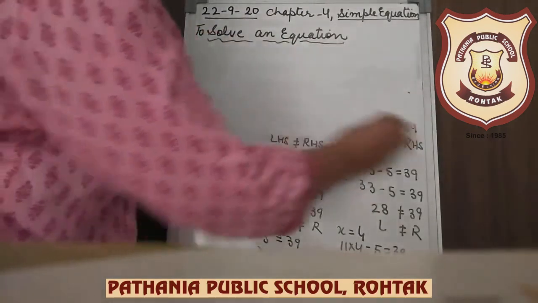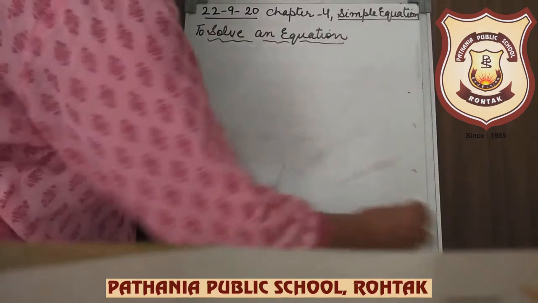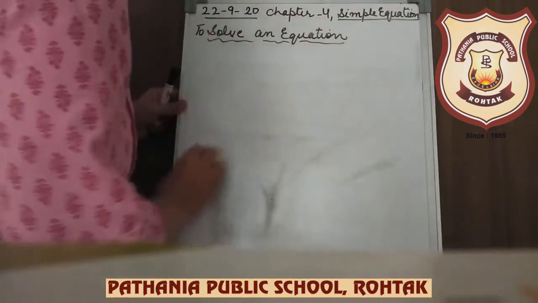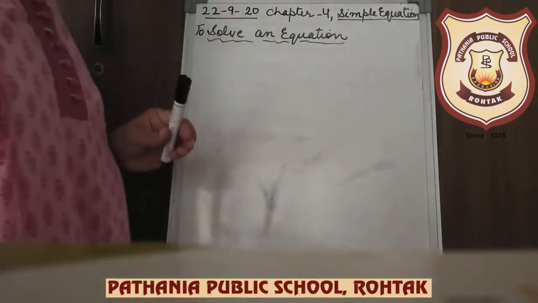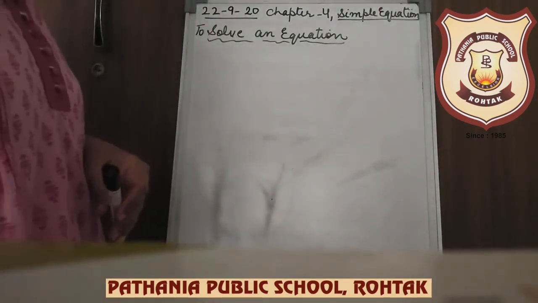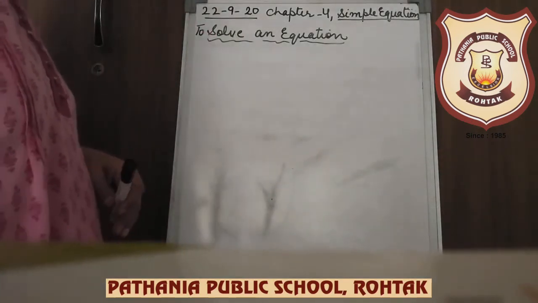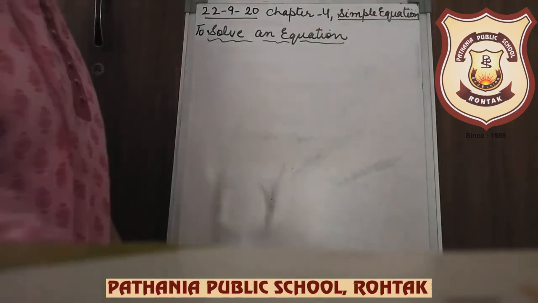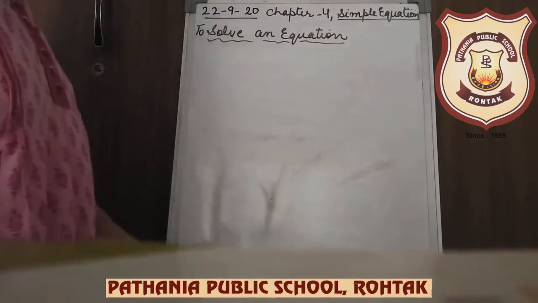You have done so many trials, and out of that only one value is going to satisfy the equation. Now the other is the proper method of how to find it out. And then you have to check the result also.